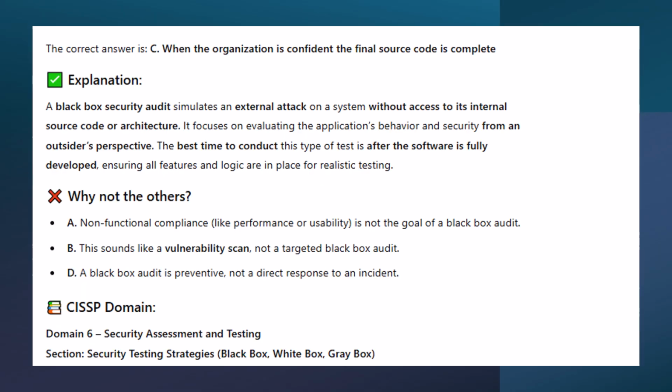The correct answer here is C, when the organization is confident the final source code is complete. A black box security audit simulates an external attack on a system without access to its internal source code or architecture. It focuses on evaluating the application's behavior and security from an outsider's perspective. The best time to conduct this type of test is after the software is fully developed, ensuring all features and logic are in place for realistic testing.